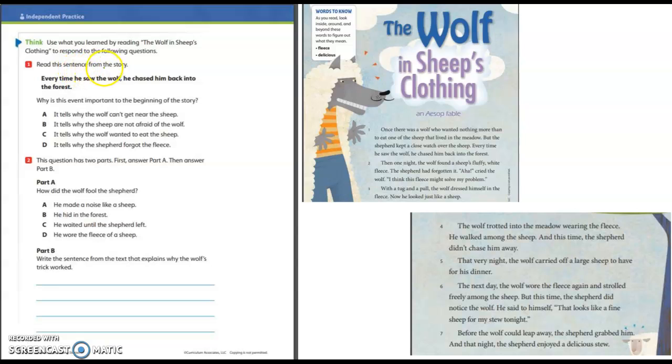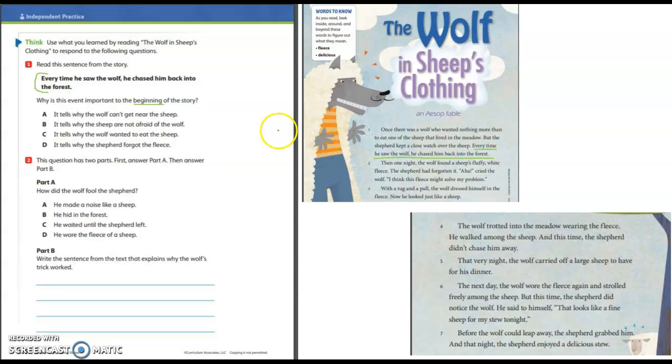Read this sentence from the story. Every time he saw the wolf, he chased him back into the forest. Why is this event important to the beginning of the story? So I can see that I'm going back to the beginning of the story, and I'm looking for when the shepherd is chasing the wolf back into the forest. So I see that sentence right here. Every time he saw the wolf, he chased him back into the forest.